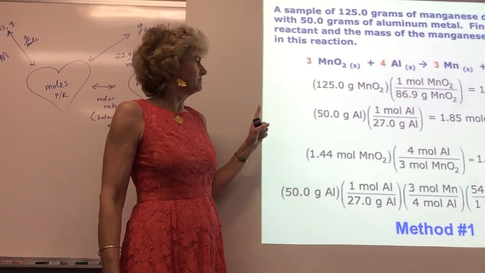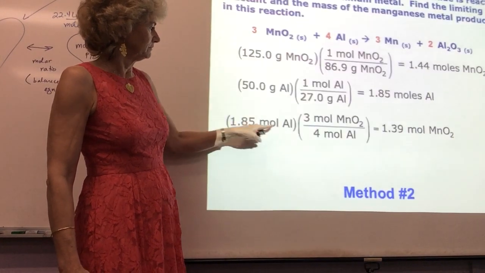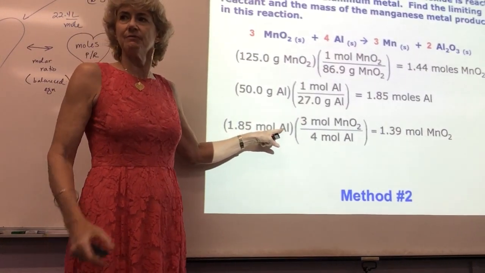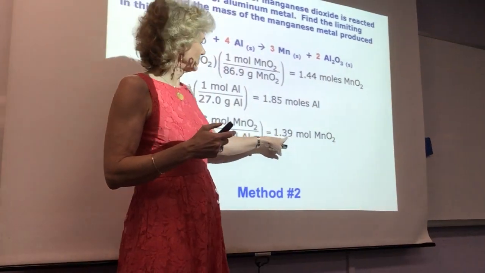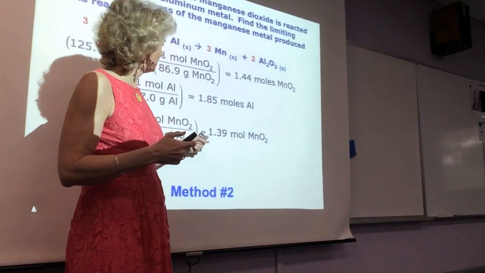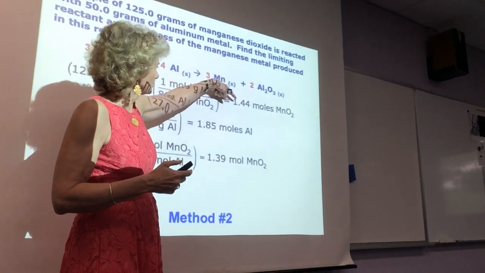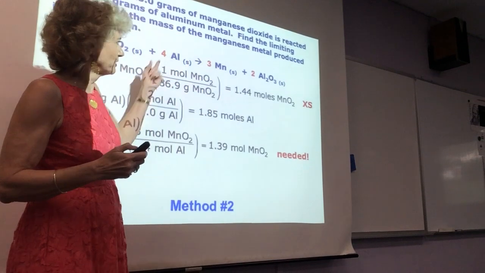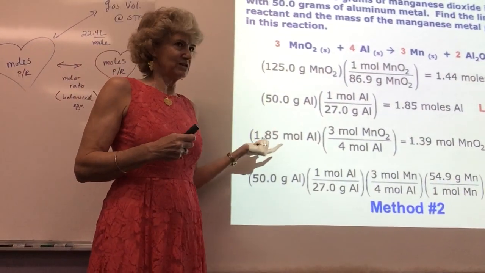So that's method one. Method two, I'm going to have aluminum here. It's exactly the same. I'm just looking at the second ingredient, comparing it to the first. I need 1.39 moles of MnO2. Do I have enough? Yeah, I got a little bit extra. So this is excess. This is LR. Well, we already established that from the previous slide. And then just calculate it. You get the same answer.